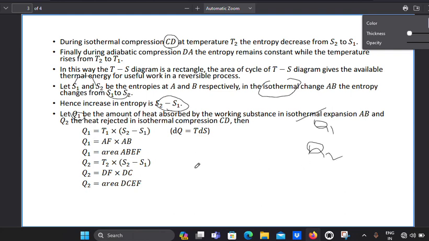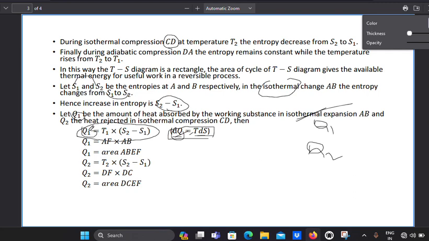So, according to entropy and the second law of thermodynamics, dQ is equal to TdS. It is the second law of thermodynamics relation. I am speaking about isothermal expansion. In isothermal expansion, heat energy is equal to temperature into change in entropy.